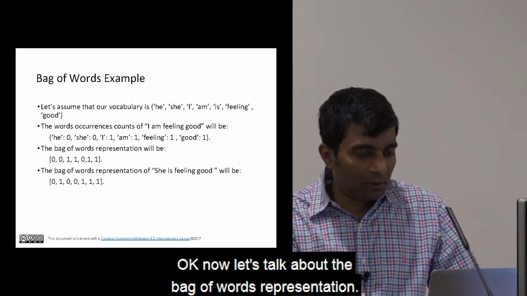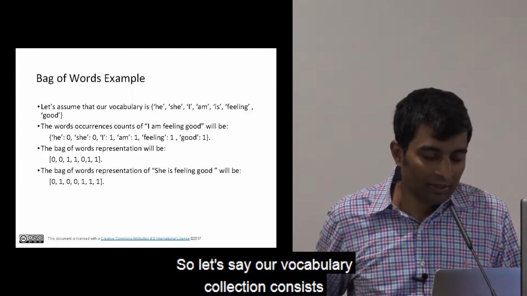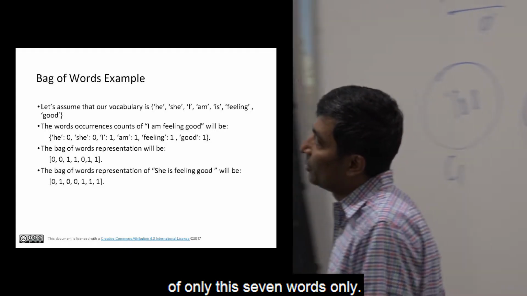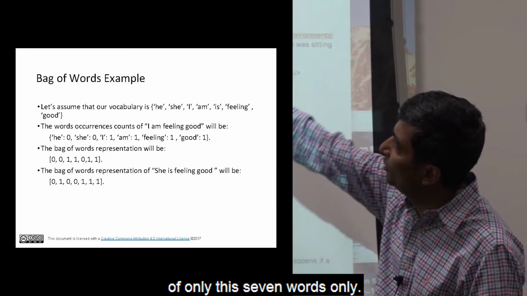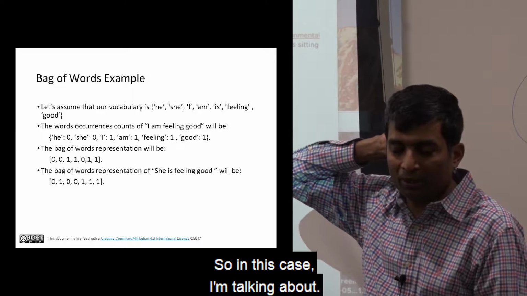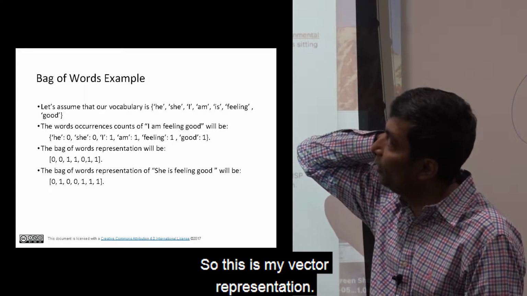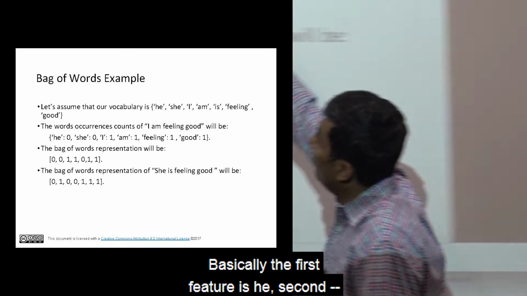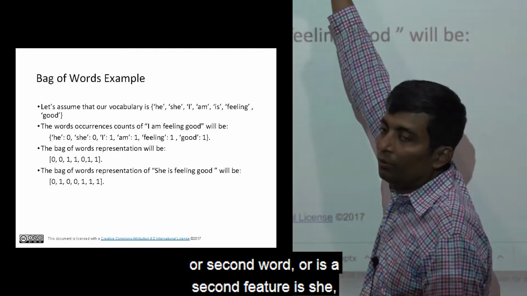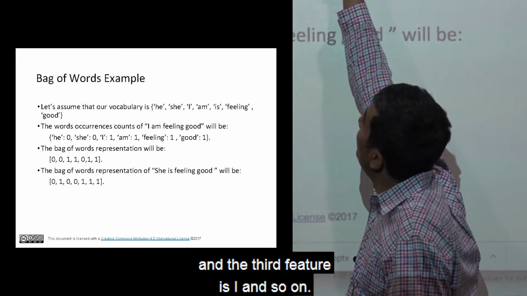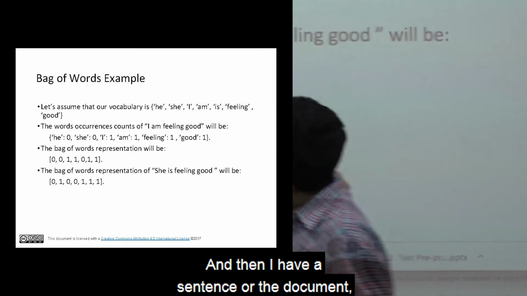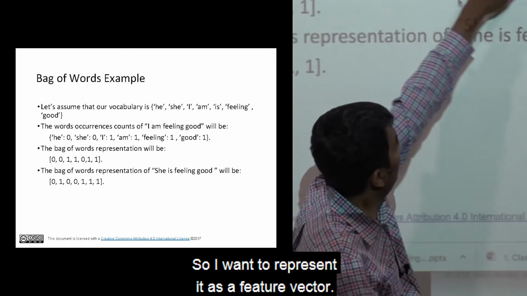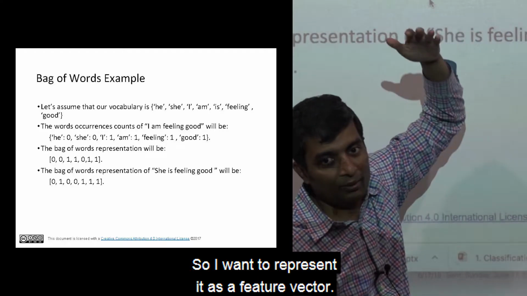Okay, now let's talk about the bag of words representation. Let's say our vocabulary collection consists of only these 7 words. So it's a toy example. This is my vector representation. The first feature is he, the second feature is she, the third feature is I, and so on. And then I have a sentence or document: I'm feeling good. I want to represent it as a feature vector.